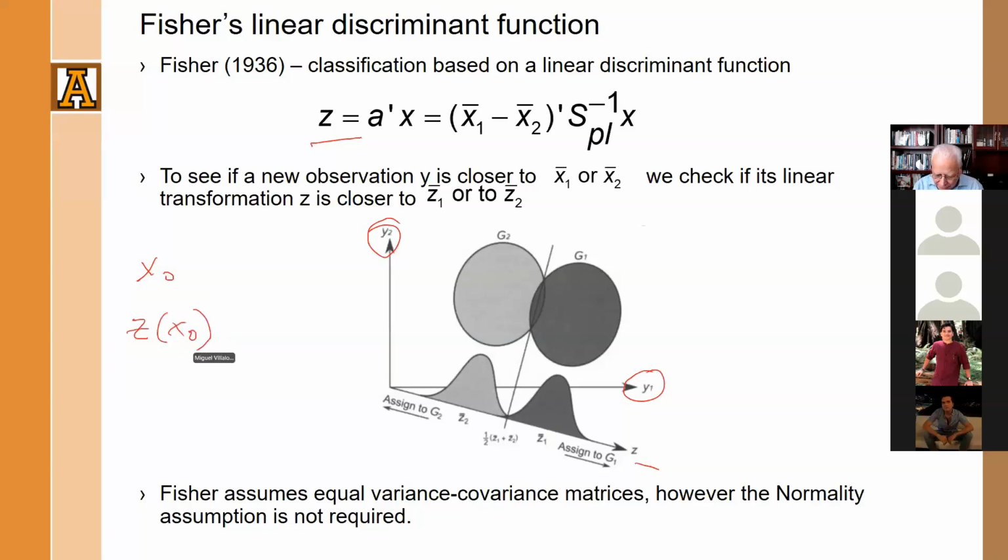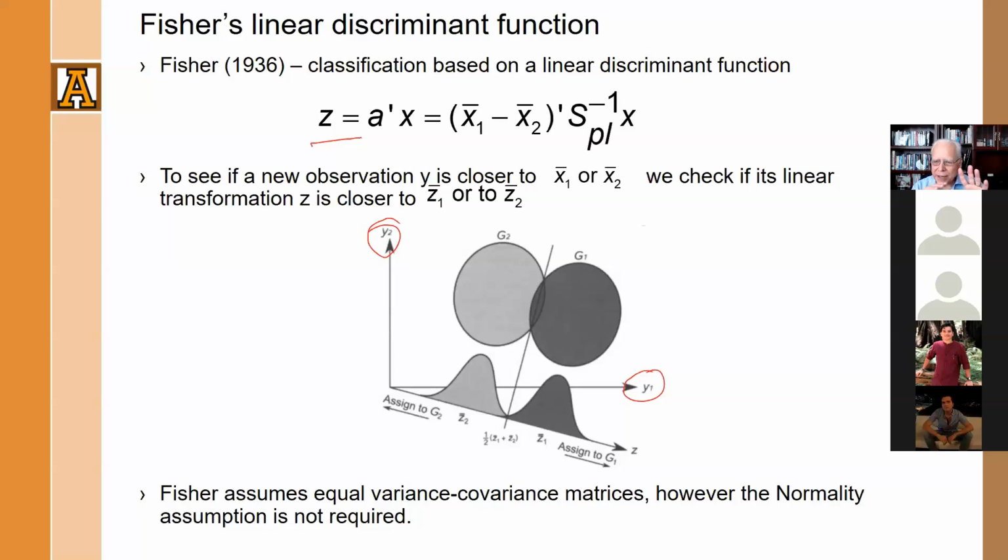Okay, so I have replaced x null here, and I find out if that value is closer to x bar 1 or x bar 2. And according to which one of those two it is closest to, I would assign it to group 1 or to group 2. Okay, so it's just a rotation. That's Fisher's discriminant function. Okay. So in that sense, there's some similarities with principal component analysis, because principal component analysis is doing the same thing, is rotating the space. Okay.